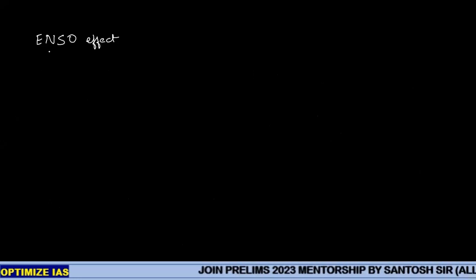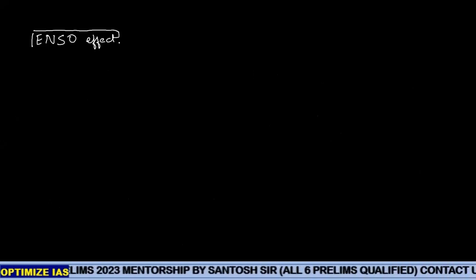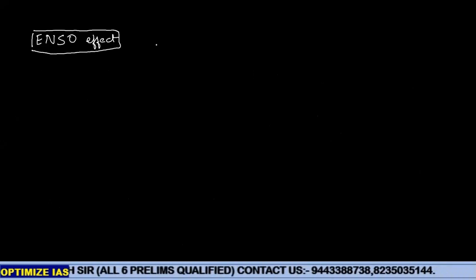What is the full form of ENSO? Anyone? What is the ENSO full form, everyone? I'm just reading a comment. Full form: EN for El Nino and SO for southern oscillation. Absolutely correct. So ENSO is two things.